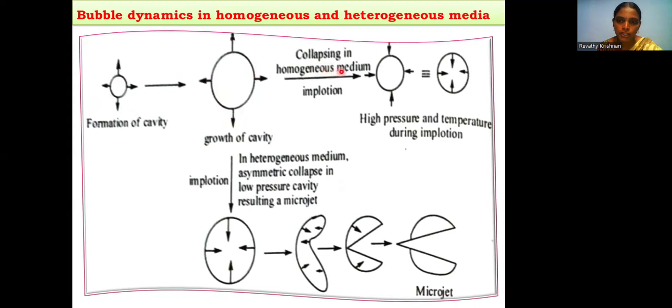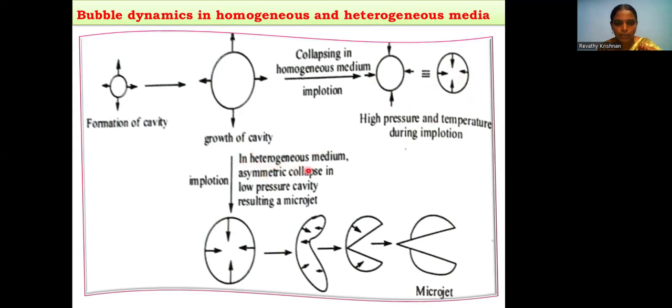In case of homogeneous medium, the cavity's spherical shape is retained, and then the high pressure and temperature, because of this growth of the cavity in the bubble, cause the implosion inwards towards the bubble. That is the collapsing inwards of the bubble.